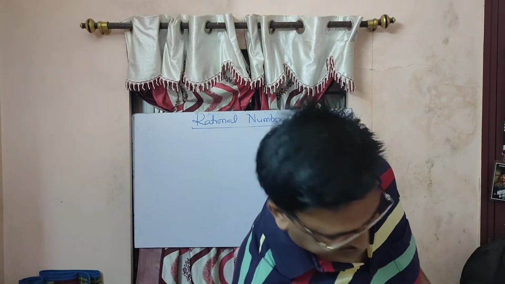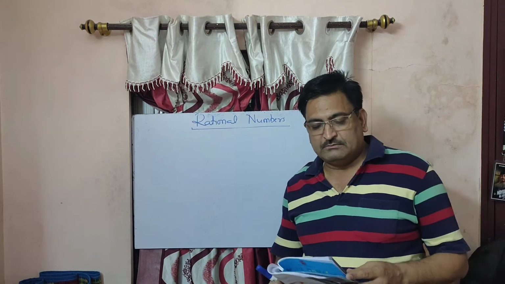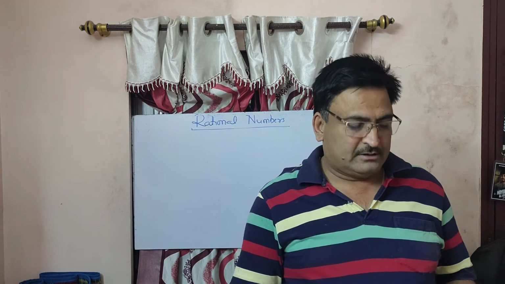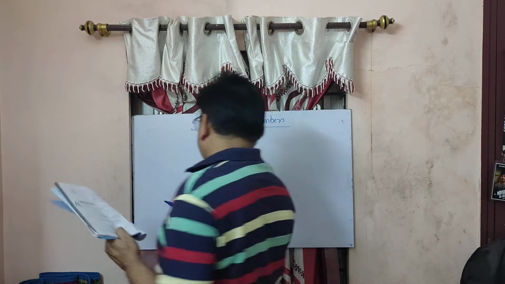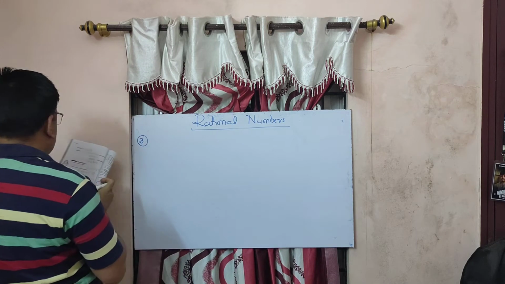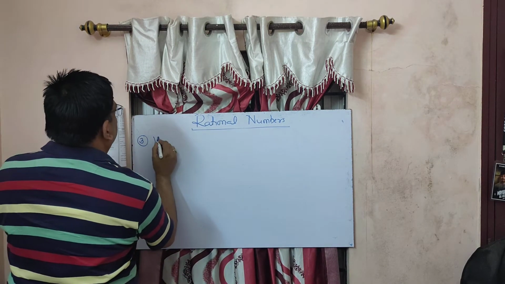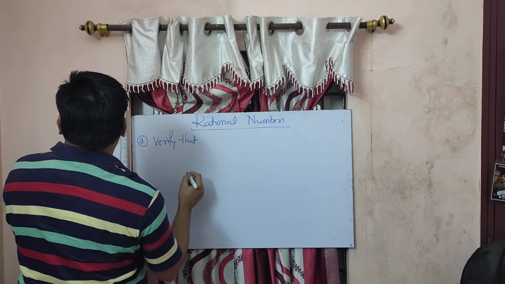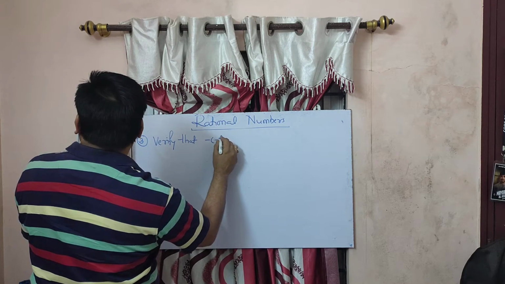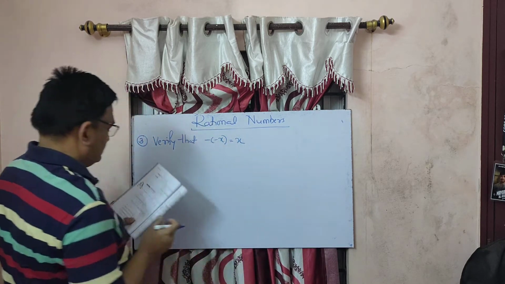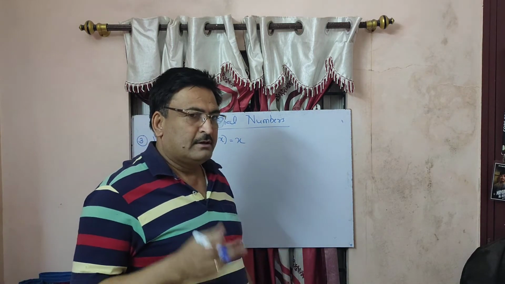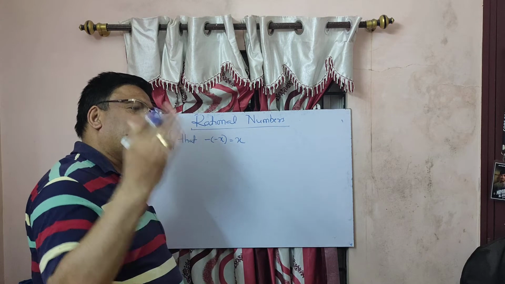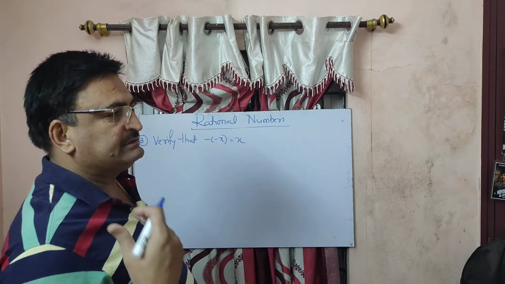Yesterday we learnt about rational numbers. We are doing exercise 2.1, in which we have completed two of the questions. Now we'll do the third one. Verify that minus of minus x is equal to x. So you have to verify that minus of any number will always be positive.